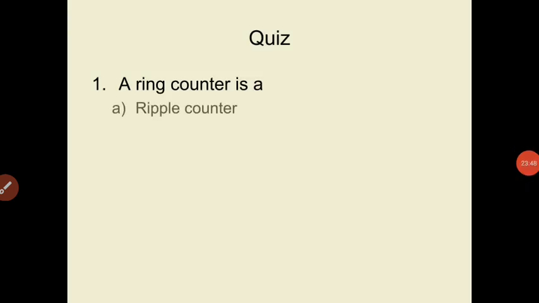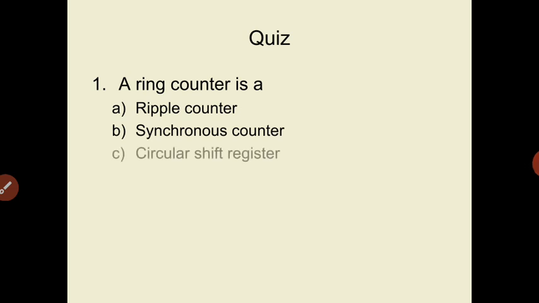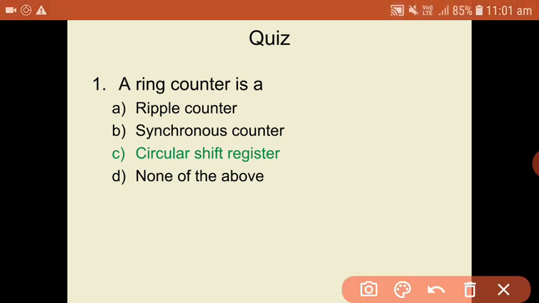A ring counter is a ripple counter, synchronous counter, circular shift register, or none of the above. The answer will be circular shift register, or you can also say that ring counter is a synchronous counter as well as a circular shift register, because ring counter is the best example for a synchronous counter. In a ring counter all the flip flops are applied with the same clock pulse simultaneously, and that is nothing but synchronous. So ring counter comes into the category of synchronous counter only. So both B and C answers are correct.